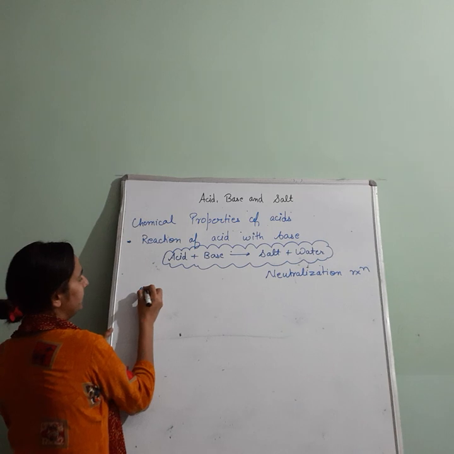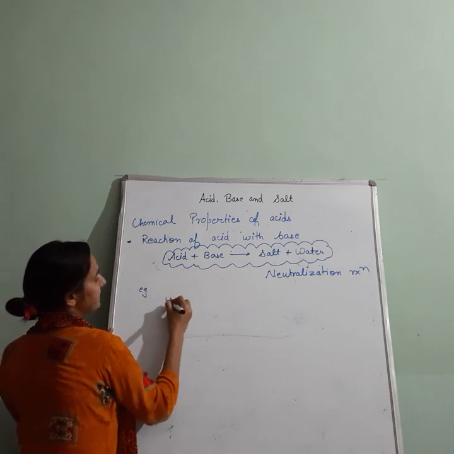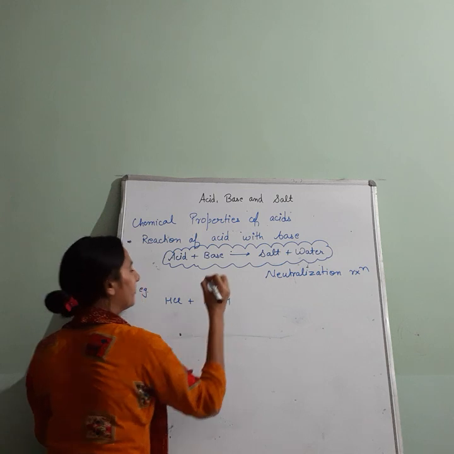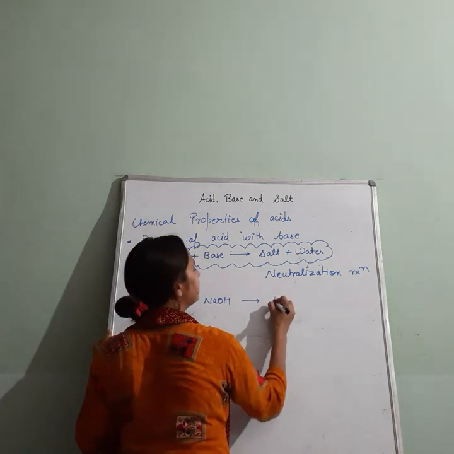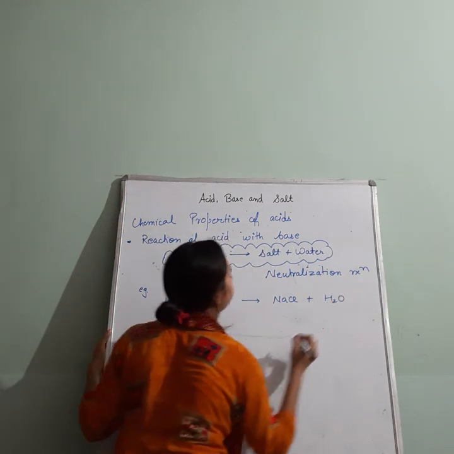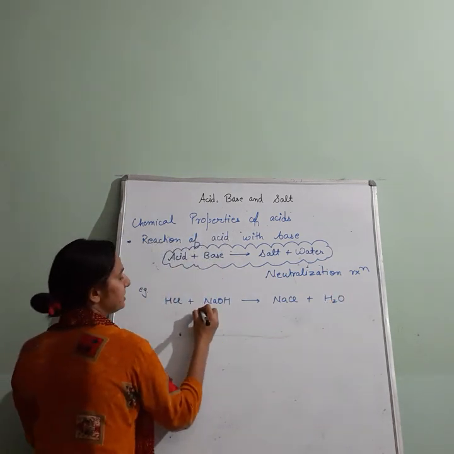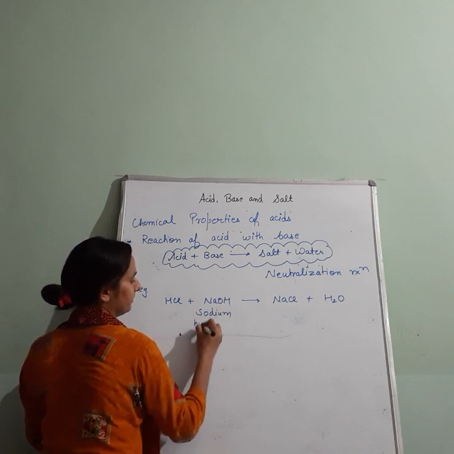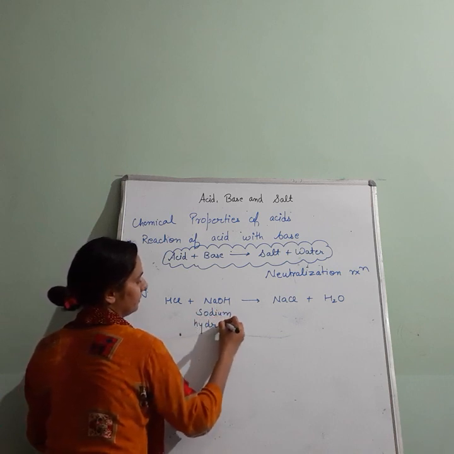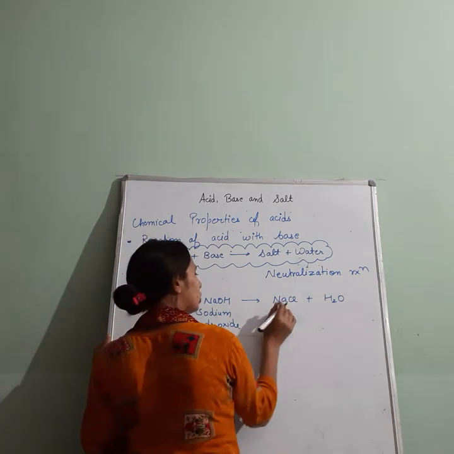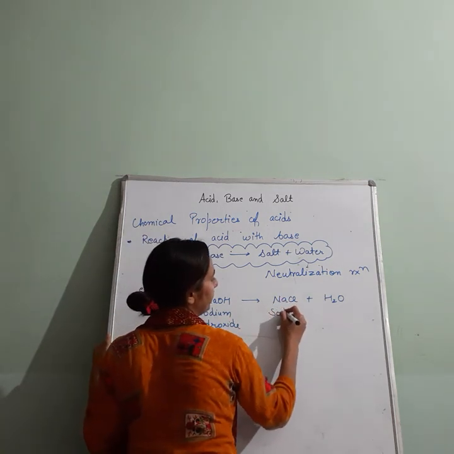For example, when HCl reacts with NaOH, it forms NaCl plus water. NaOH is sodium hydroxide, and it forms a compound salt named sodium chloride.